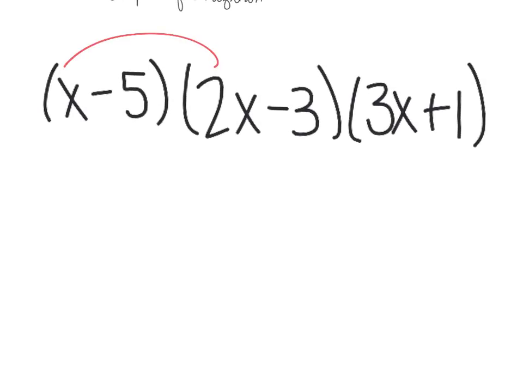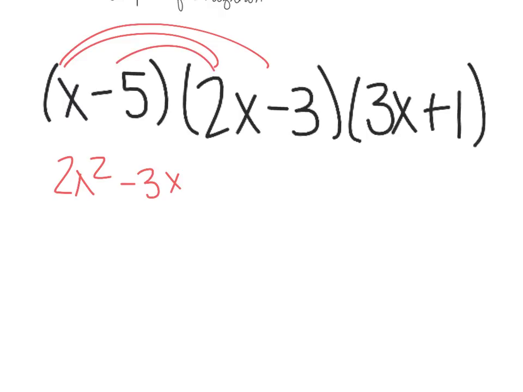So x times 2x would be 2x squared. X times negative 3 would be negative 3x. Negative 5 times 2x would be negative 10x. Negative 5 times negative 3 would be a positive 15. I'm going to go ahead and combine my negative 3x and my negative 10x together because I can. And it's really going to give me negative 13x there.